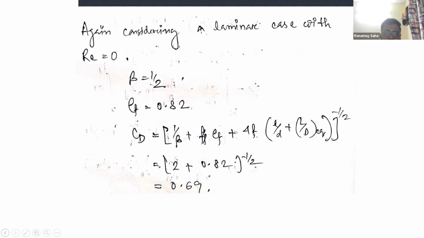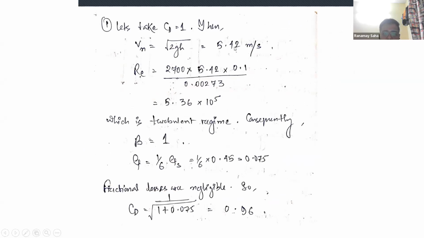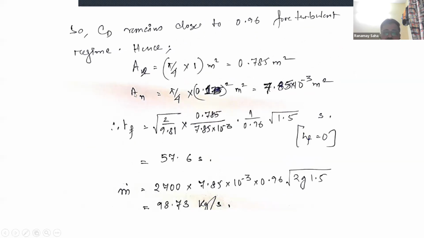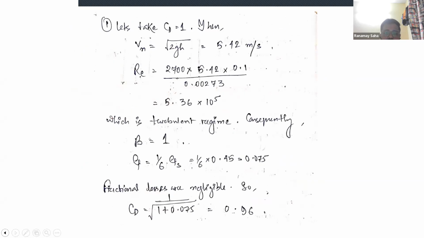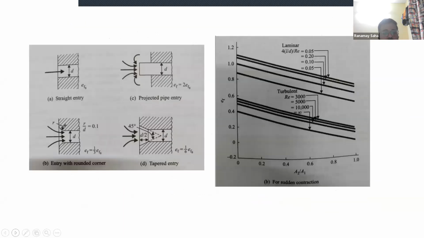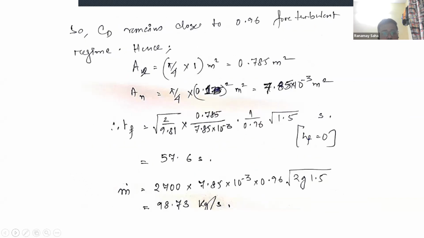Now our actual problem was this. The actual dimension was h of 1.5 meter and we found CD as 0.96. So CD remains constant throughout. Now take CD as 0.96 and find out the mold filling time using this formula. This was found out earlier. Here you can see this TF, you use it and find out the mold filling time.